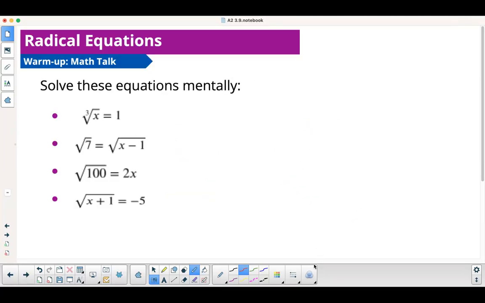All right, solve these equations mentally. Go ahead, pause the video, and try to solve these without algebra. I'm thinking, what number for x cubed root would equal 1? I think that's going to be 1, because the cubed root of 1 is equal to 1. And this is a radical, and this is a radical, so we want this whole quantity to equal 7. I think x would have to equal 8, because if I plug in 8 here, 8 minus 1 would mean radical 7 equals radical 7, and the left side is equal to the right side.